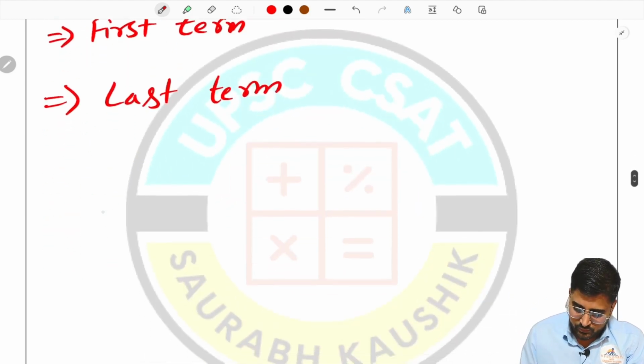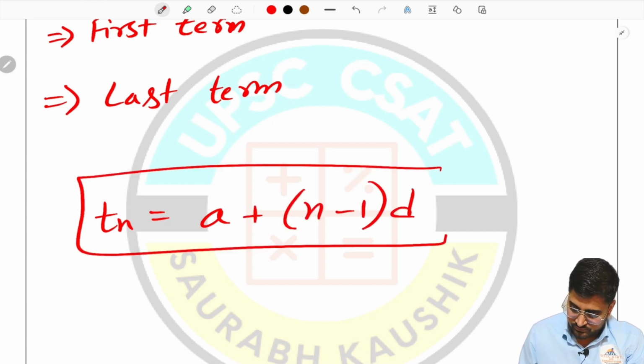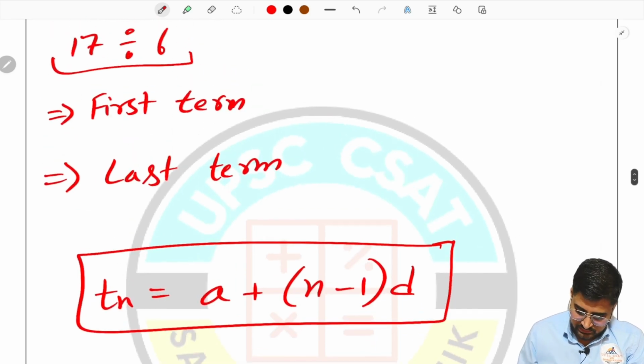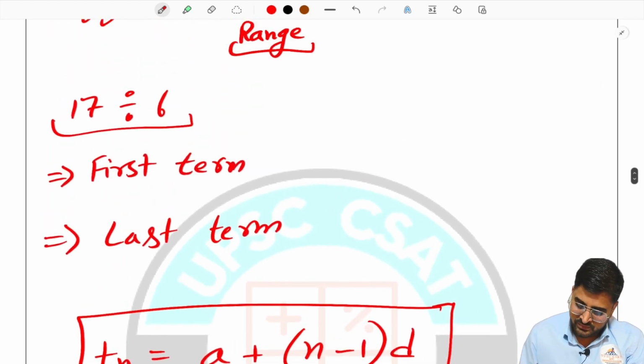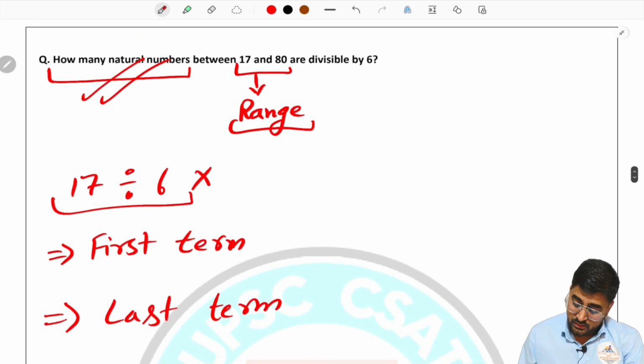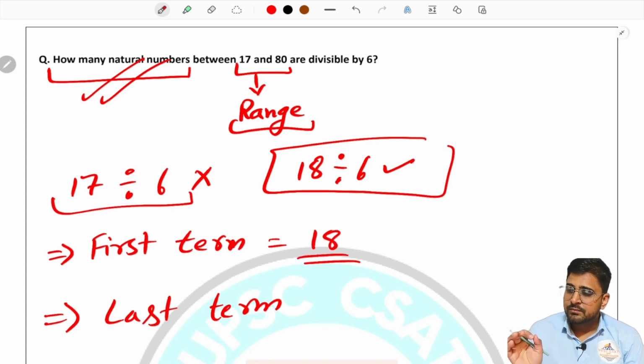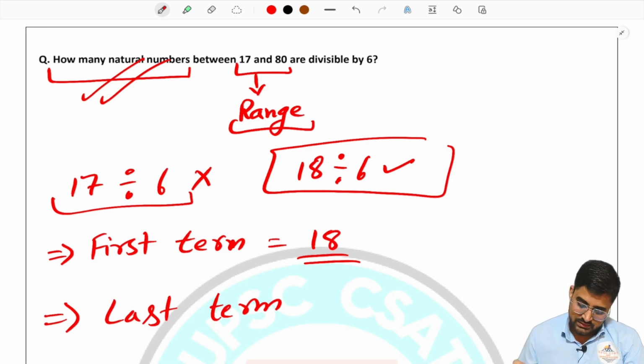I hope you remember this formula where the total number is a plus n minus 1 into d. Now in this case we need a first term. 17 is not going to be divisible by 6, this is clear. Now let's take the very next number after 17, it is 18. Is it divisible by 6? Yes. So 18 is qualified to become the first term of the question.